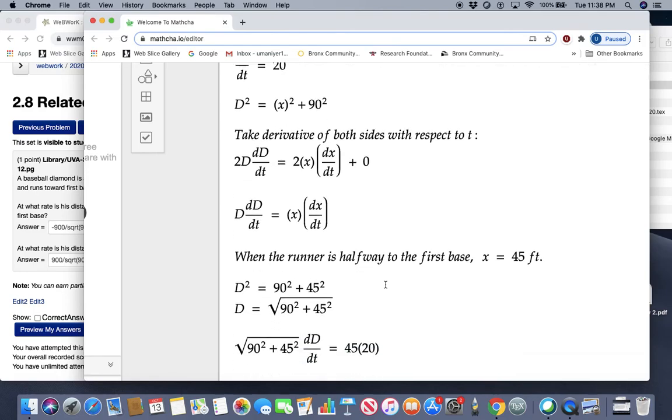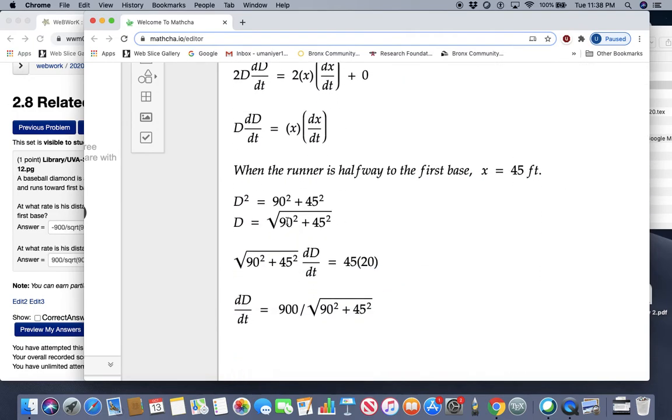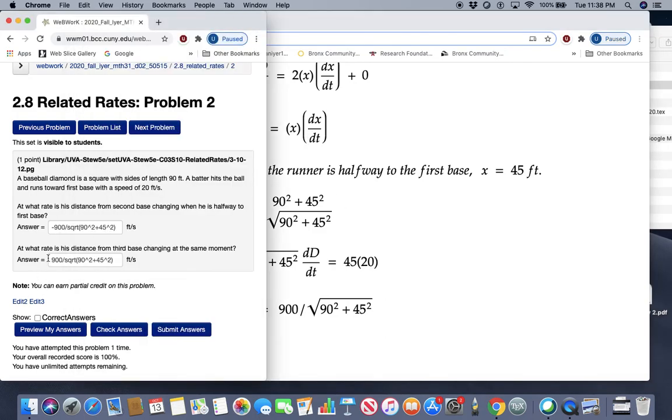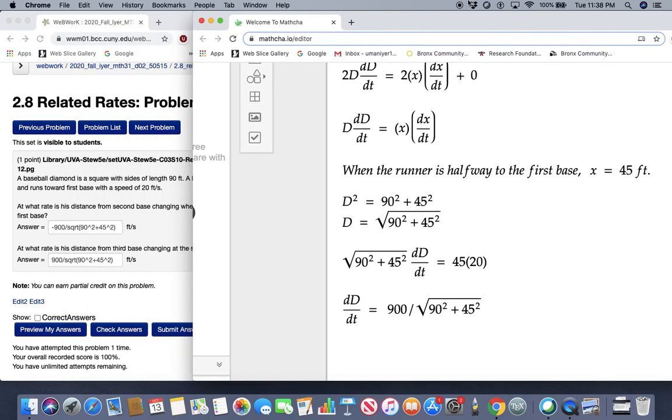Divide both sides by 2. When the runner is halfway to the first base, x is 45. So my capital D is the same thing as before. Instead of negative, I have positive. That's all. So it's the same expression, except instead of negative, it's positive. All the other calculations continue.